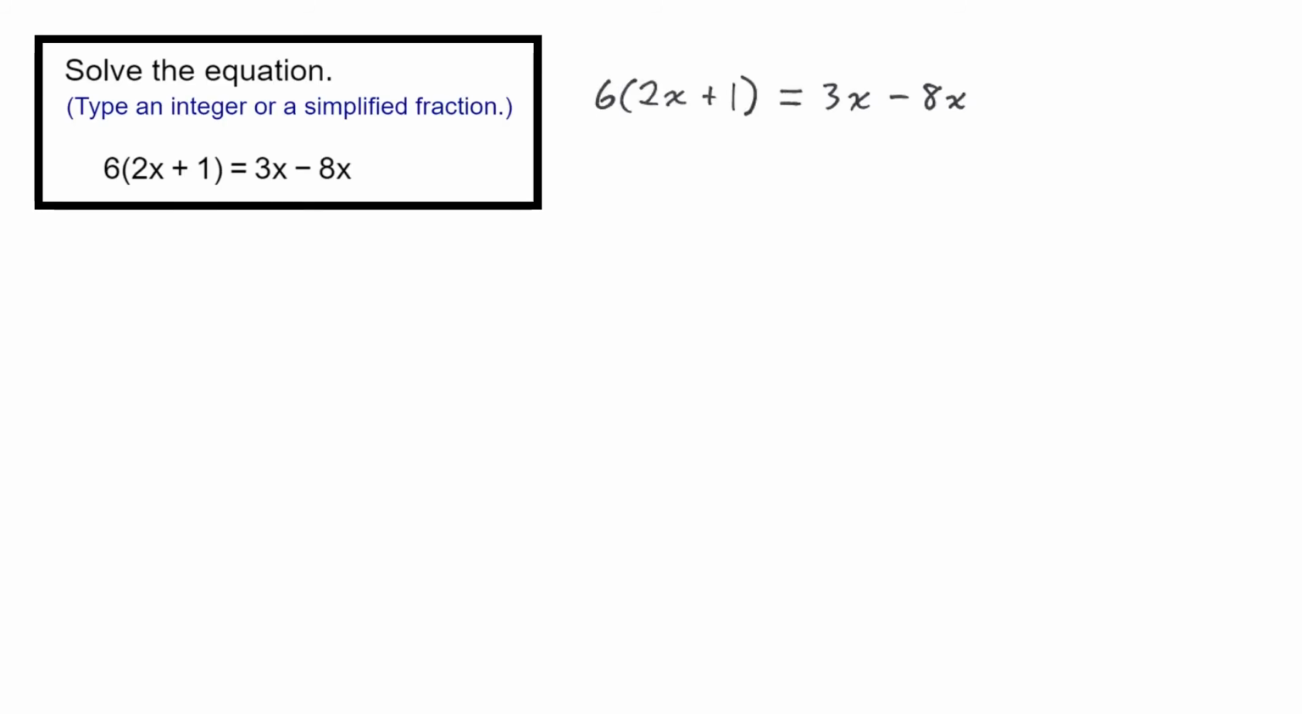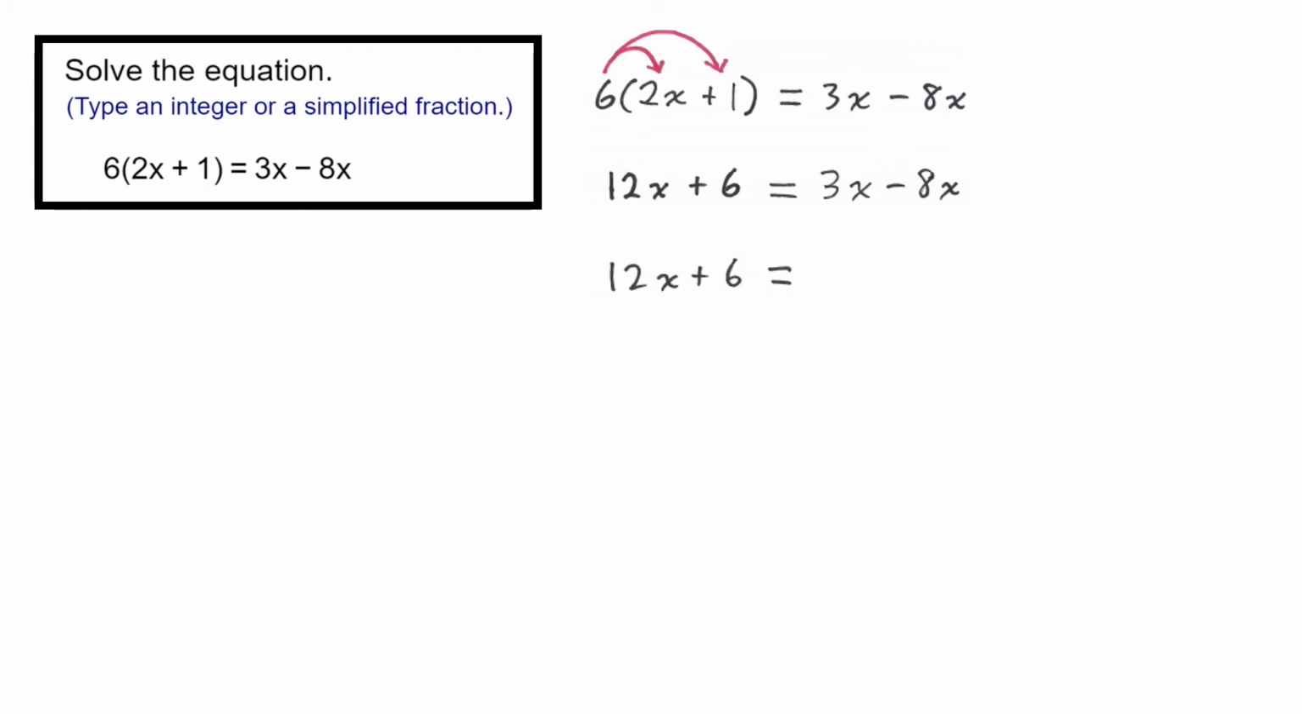Solve the equation. To begin, we need to look at each side and see if there's any simplifications that can be done. On the left-hand side, we have this distributive property, so we can take the 6 and multiply it by each of the two terms inside parentheses. 6 times 2 is 12, so 6 times 2x is 12x. The 6 times the 1, since they're both positive, the result will be positive, and 6 times 1 is 6. And that equals the right-hand side. The left-hand side is now completely simplified.